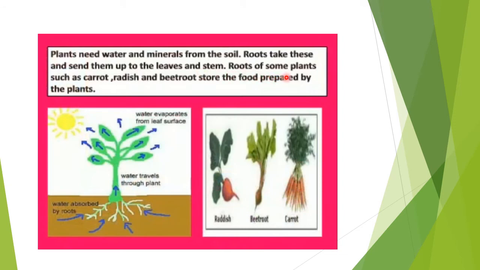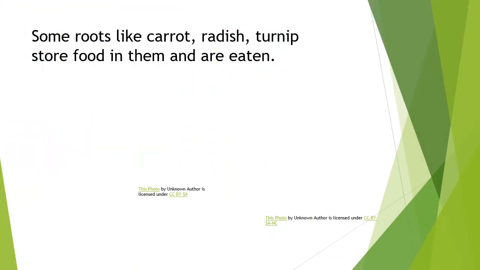Roots of some plants such as carrot, radish, and beetroot store the food prepared by the plants. Now, they store this inside only. And in some plants, what does the root do? It sends water and minerals to the stem, and that is how the plant grows. Some roots like carrot, radish, and turnip store food in them and are eaten.